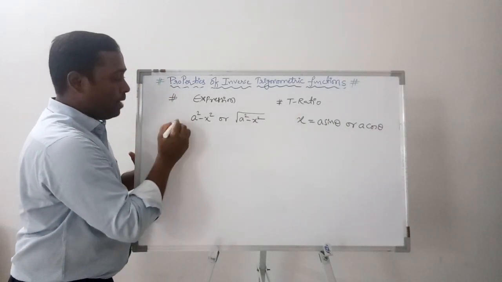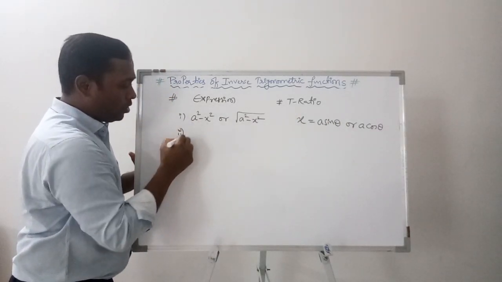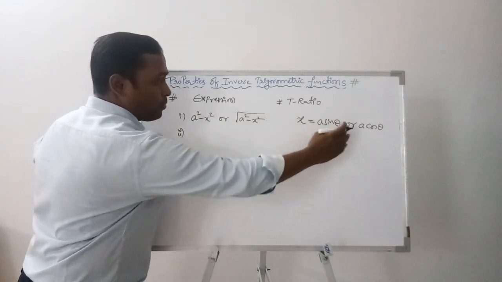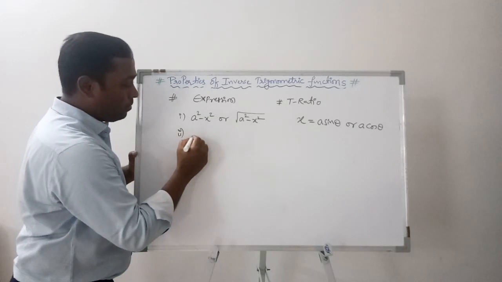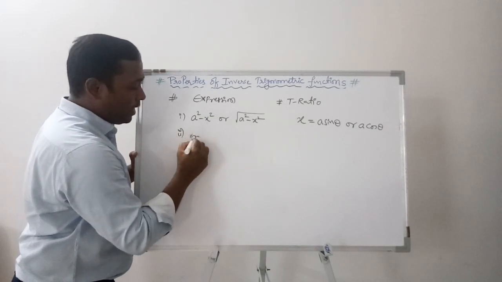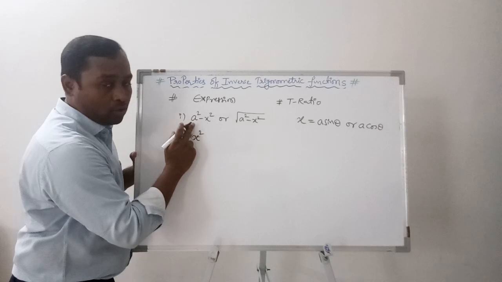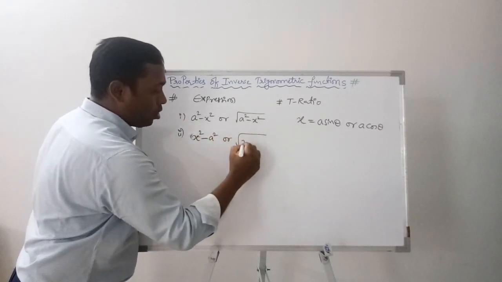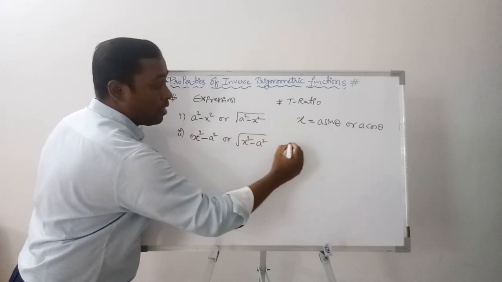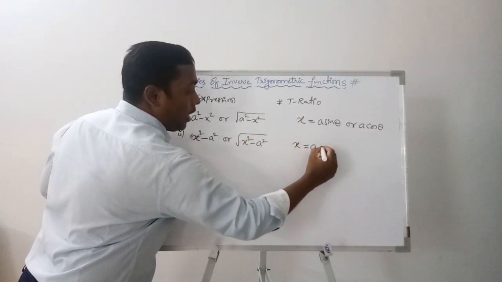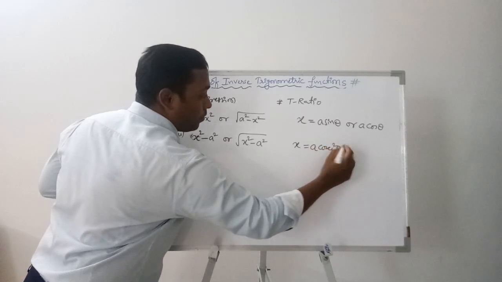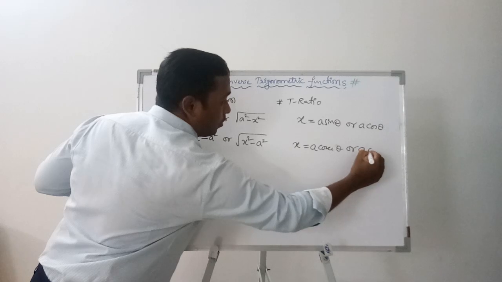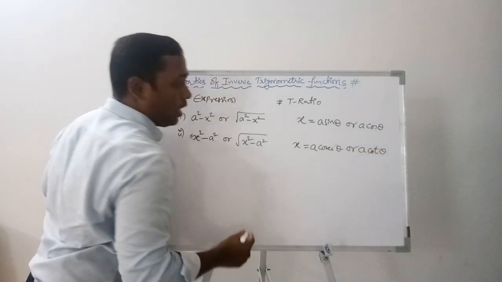Okay, for that I am listing a few expressions which frequently come in questions where you are able to substitute the value of x. So now I am writing the next one. If the expression involves x as a variable and a as a constant, remember, then x square minus a square, or under root of x square minus a square, here x will be a cosec theta or a cot theta.